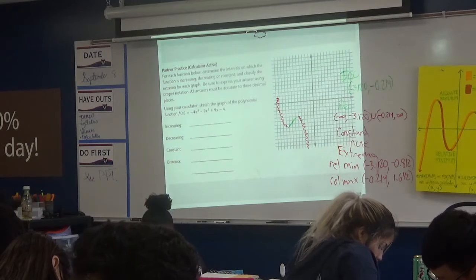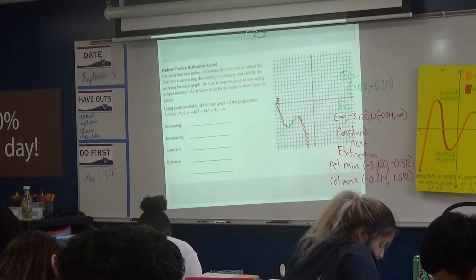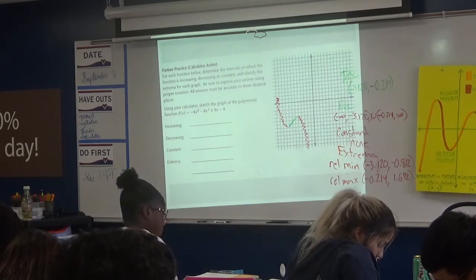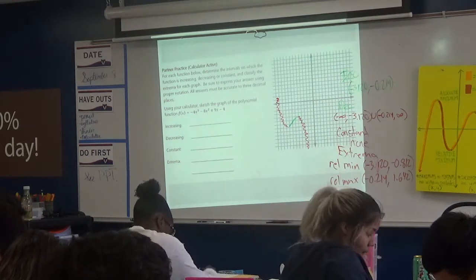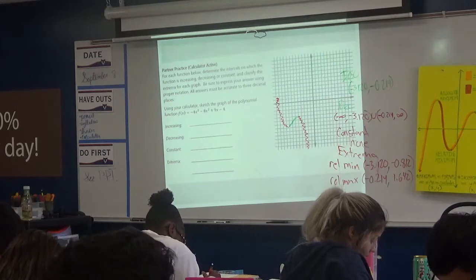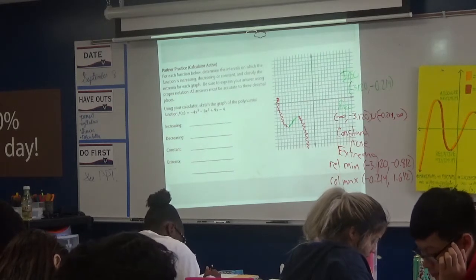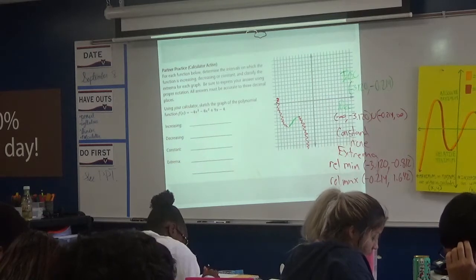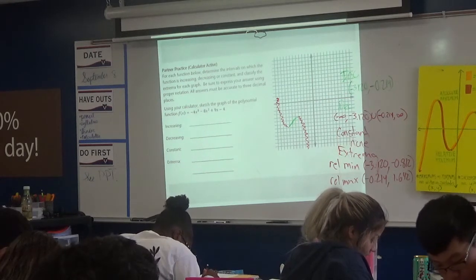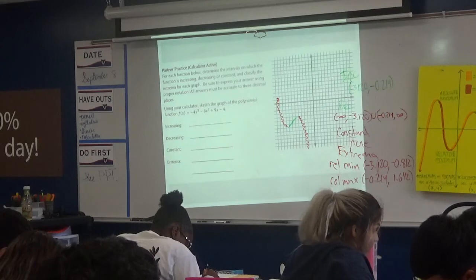So if you zoom out, the problem is it's going to show you all these X's you don't want and it's going to scrunch this up. So really the only thing you want to change in your window settings is the Y minimum. You want to see more of the Y down lower. So let's go all the way to like -40 or something just to be safe.